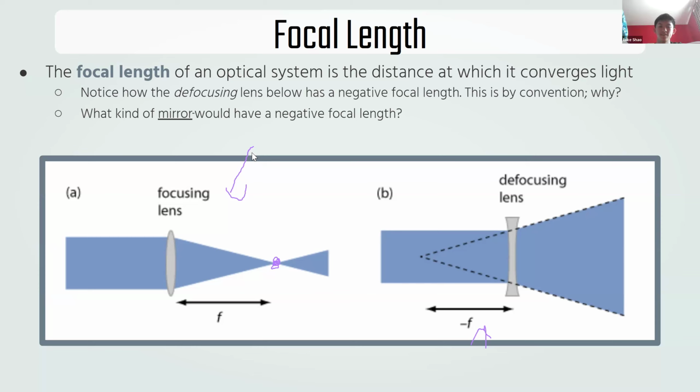Yes. So when the focal point is to the right and the rays are coming in from the left, the focal length is positive, and the opposite is true for the opposite situation. So it's negative when the focal point is to the left. So thinking about this, what kind of mirror would have a negative focal length?